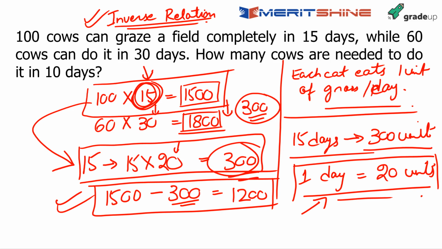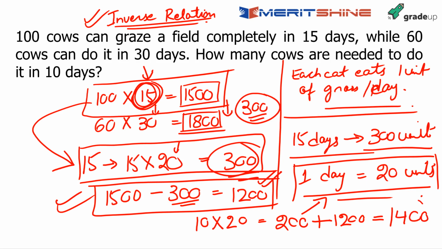It says how many cows are needed to do it in 10 days. Fine. What does 10 days mean? Now do it like this. How much additional grass would grow in 10 days? That would be 10 into 20, that's 200. So if the cows have to finish it up, then 200 units of additional grass would grow in these 10 days. So that 200 plus the existing 1200. Can I say it would be 1400 units in all?